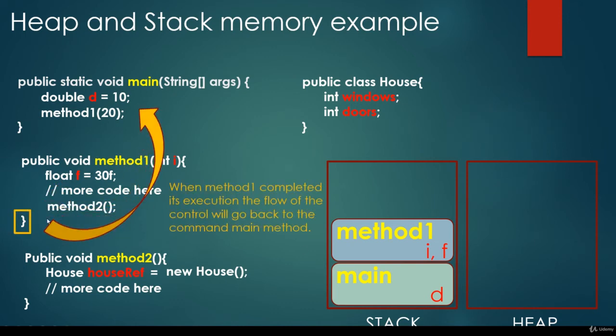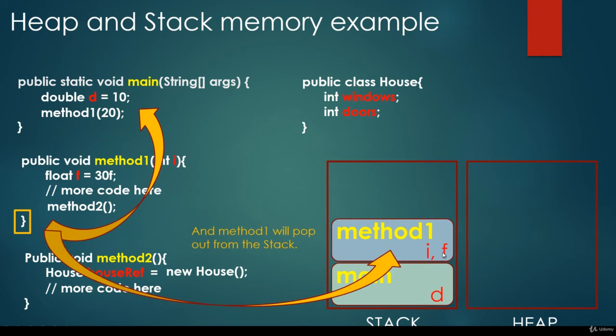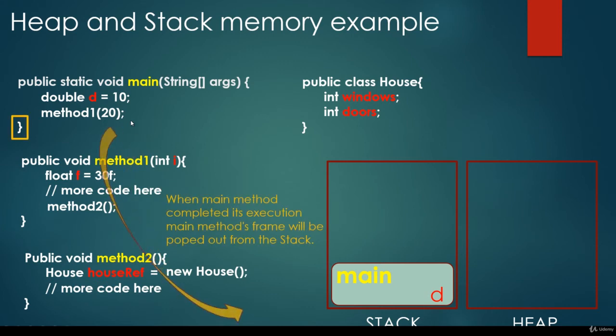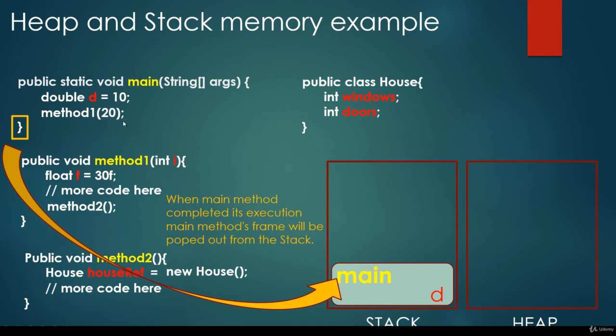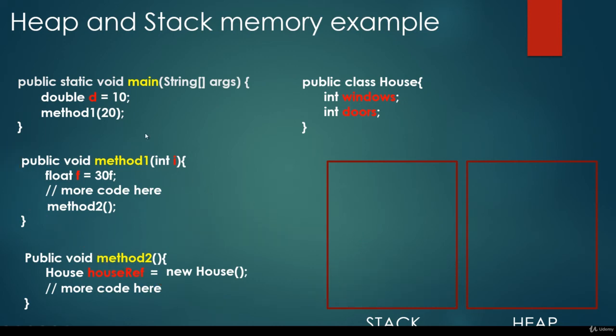After method 1 is finished with its execution, then the method 1 stack frame is going to be removed from the stack memory, and the flow control will go back to the caller, the main method. So this is why this stack frame is removed from the stack memory and we go back to the main method. And because there are no more operations in the main method, which means that we are finished with the execution, the main method related stack frame is going to be removed from the stack as well. Okay, so this is how stack memory and heap memory works.